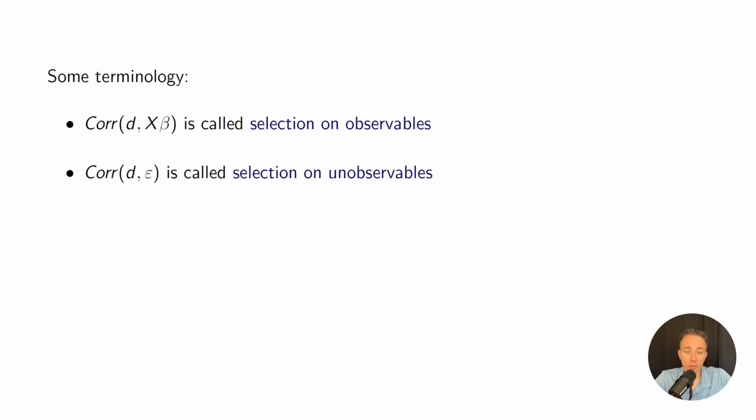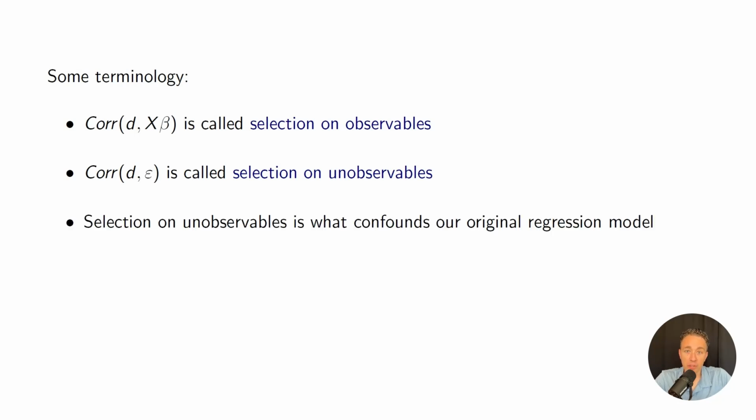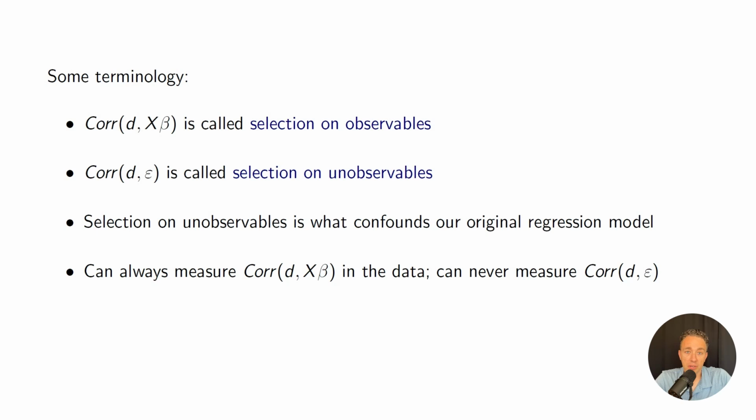And just to introduce some terminology, we call the correlation between D and X beta the selection on observables. We call the correlation between D and epsilon the selection on unobservables. And this selection on unobservables is the main problem with doing OLS in the first place, because we can't adjust for this unobservable selection because we can't see what's unobservable by definition. And we can always measure the correlation between D and X beta, but we can never measure the correlation between D and epsilon. And we need both pieces of information if we're going to pin down what the causal effect of D is on Y.